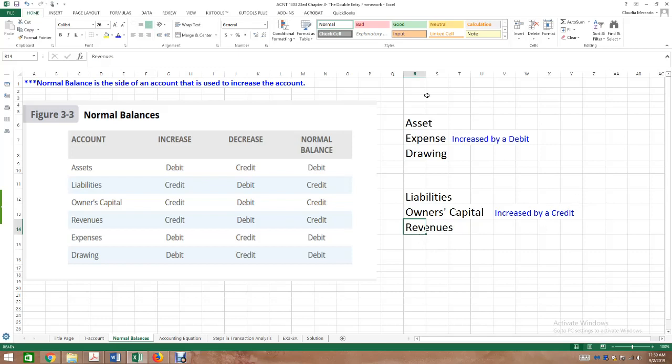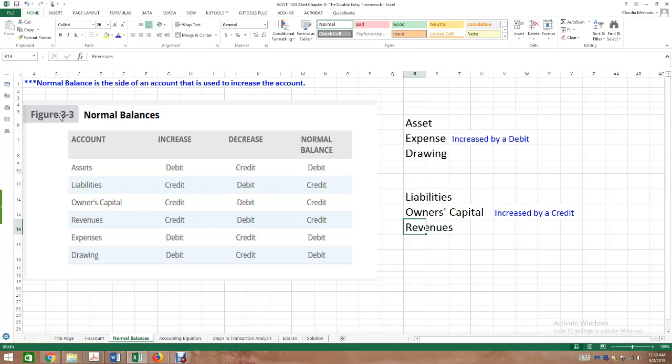So this is kind of a summary. Three accounts are increased by a debit. Three accounts are increased by a credit. I encourage that at the beginning, when you're starting to record all of these transactions, you have this little diagram, and you can find it in your textbook. It's figure 3.3. You have it with you.